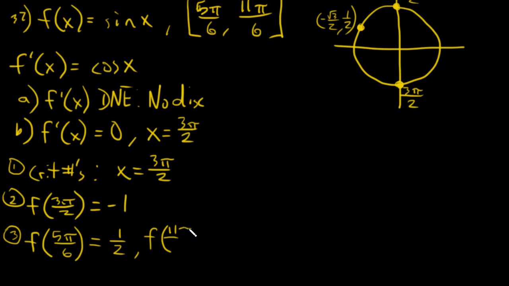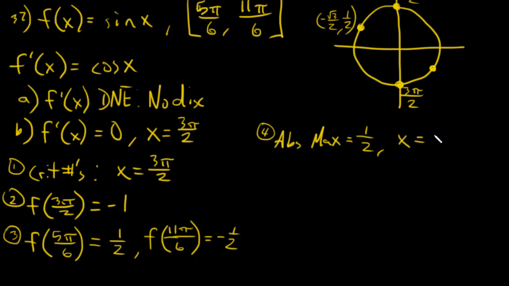Okay, and then I need the second endpoint, and so the second endpoint is going to be f of 11 pi over 6. Well, 11 pi over 6 is located over here. What is that y value? That is a -1/2. Okay, so time to move to the very last step, step 4, the absolute max. Well, what is the largest y value between -1, -1/2, and +1/2? Well, +1/2. And where does that occur? At x equals 5 pi over 6.